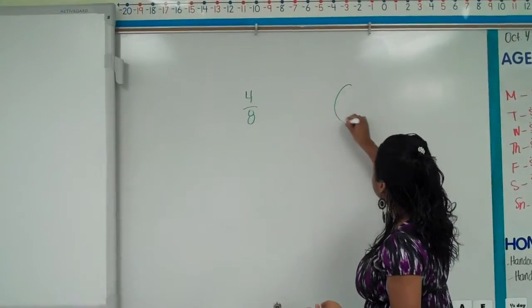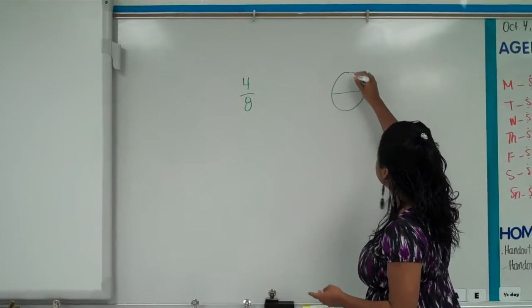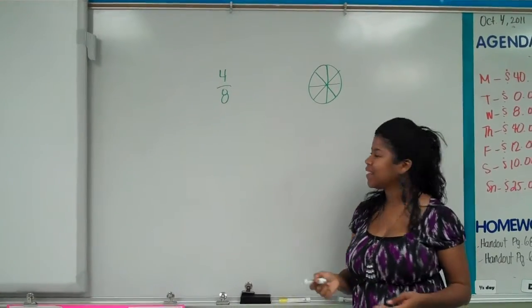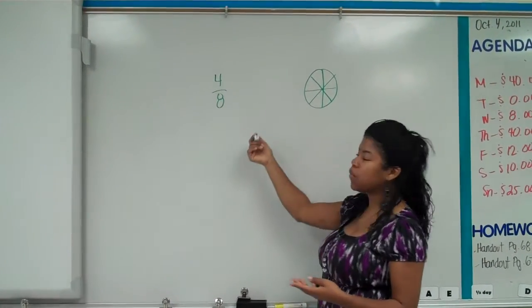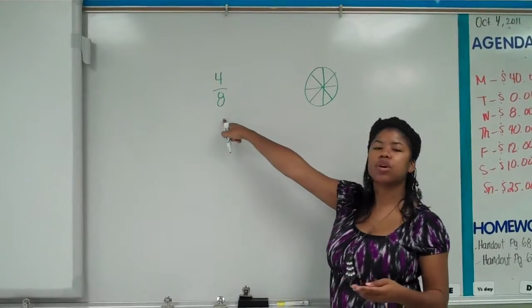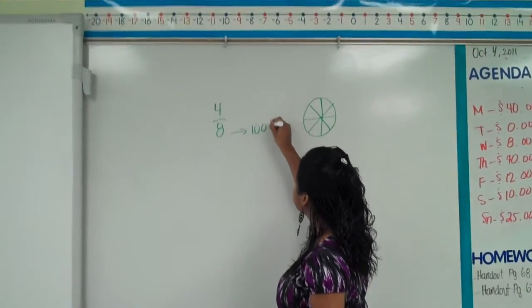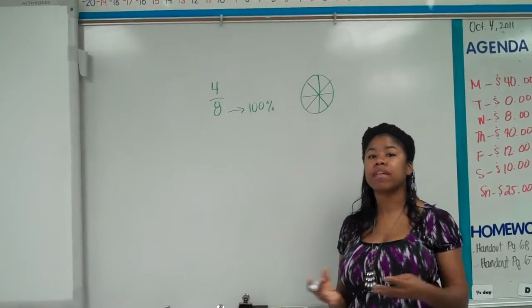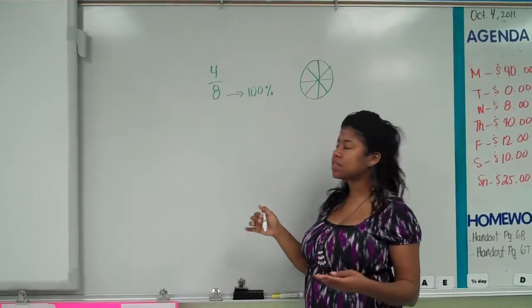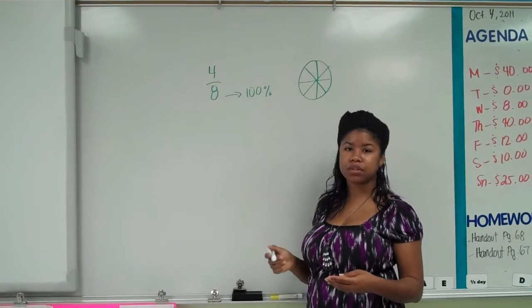If you're looking at a whole object, imagine taking one whole object and slicing it into 8 pieces. Excuse my drawing, it's not perfect. We would assume that if we take one whole object and we slice it into 8 pieces, that would represent the total number of parts. We would say that represents 100% because that is the whole thing. We want to find out of 100%, what part or what percent out of 100 would 4 be equal to?